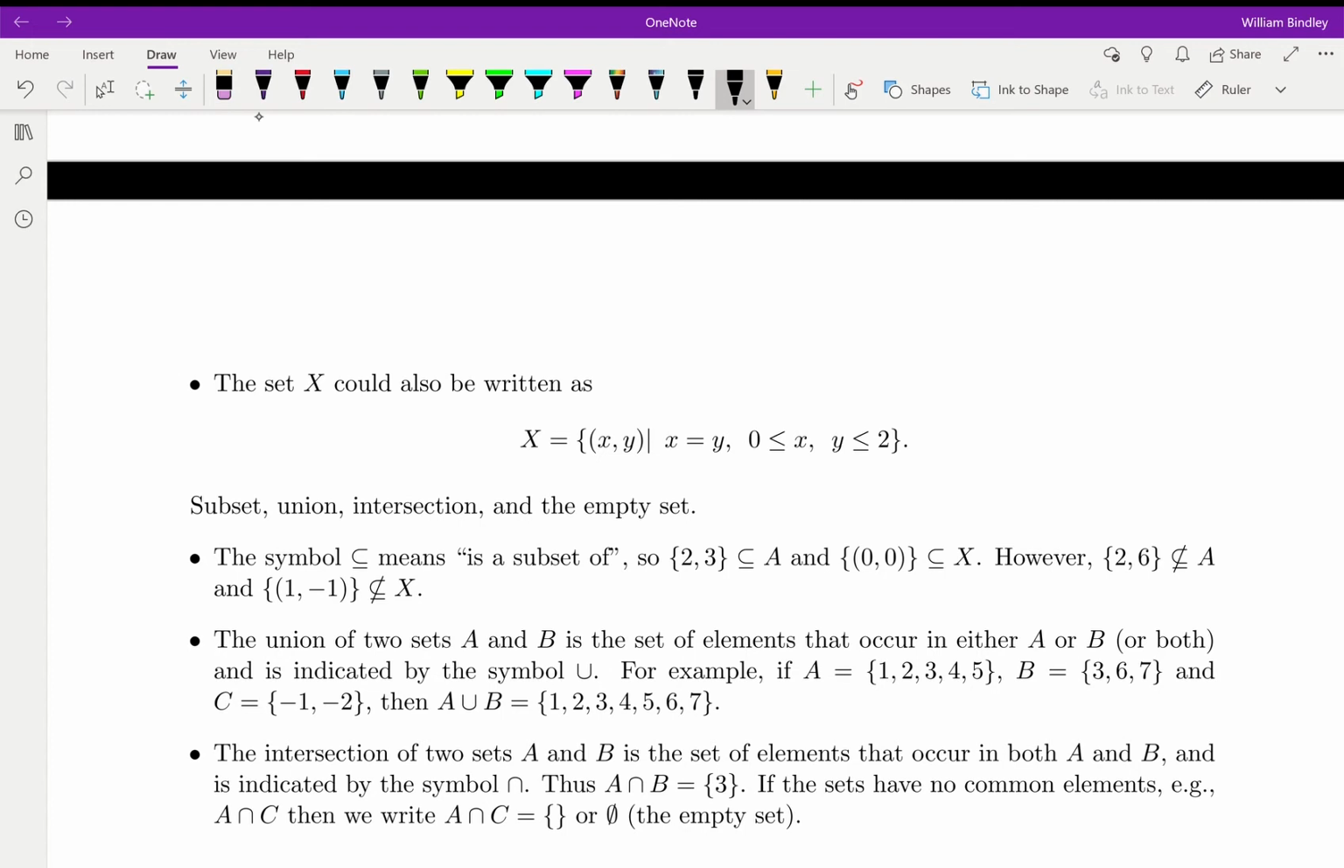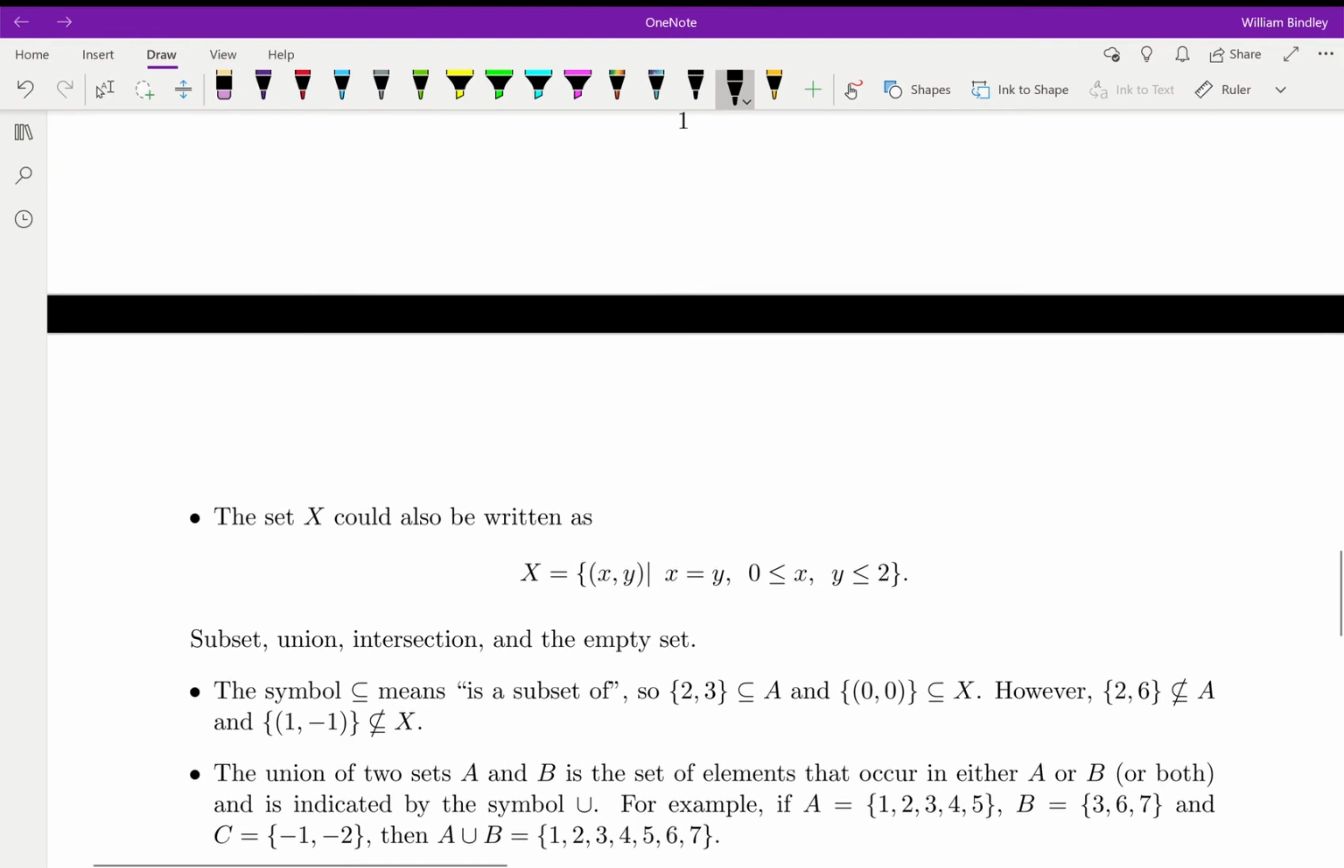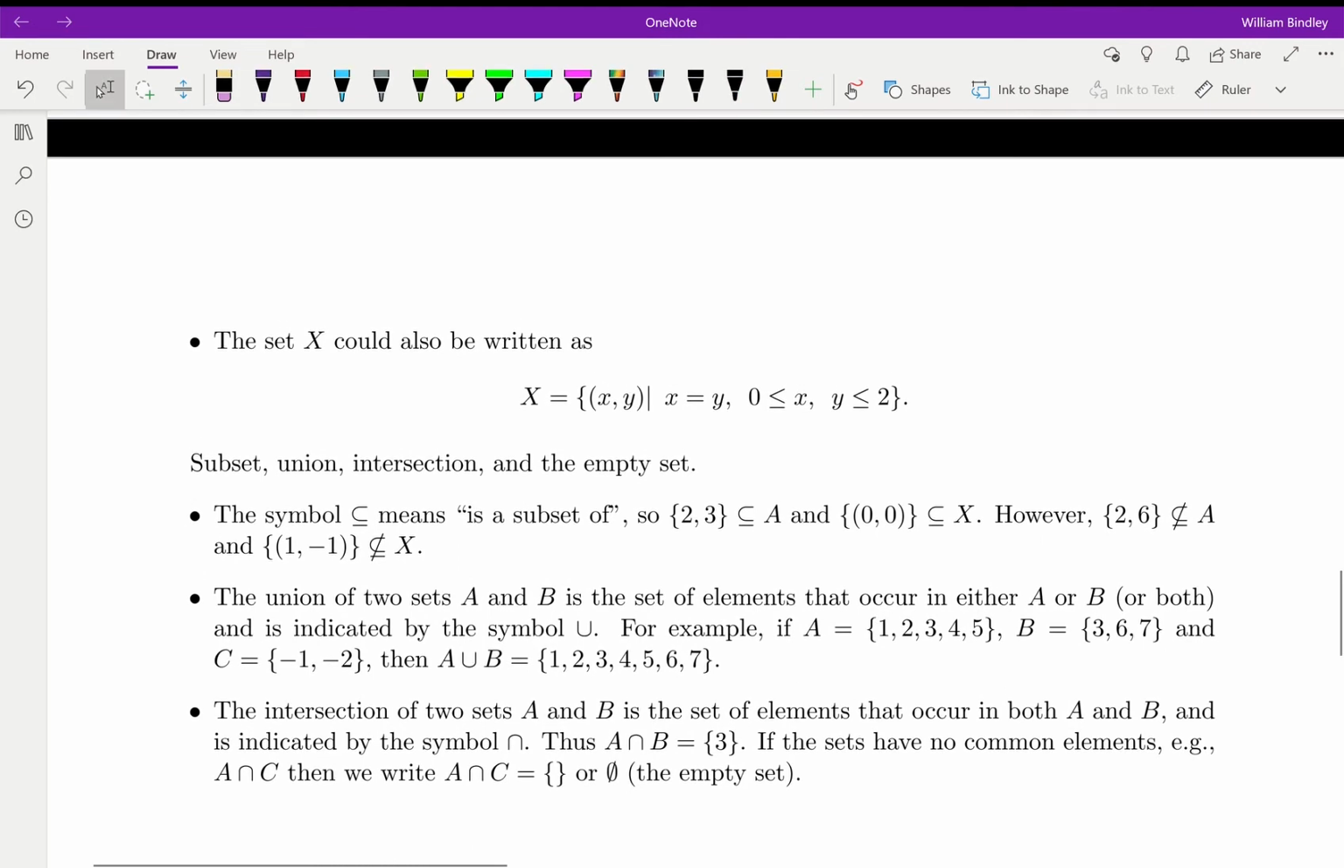In this case, it's not really less writing, but this reads the set of all ordered pairs or points (x, y), such that x is equal to y, and 0 is less than or equal to x, and y is less than or equal to 2. Okay, but this is not the only way we could have written it. So for example, we could have written it like this.